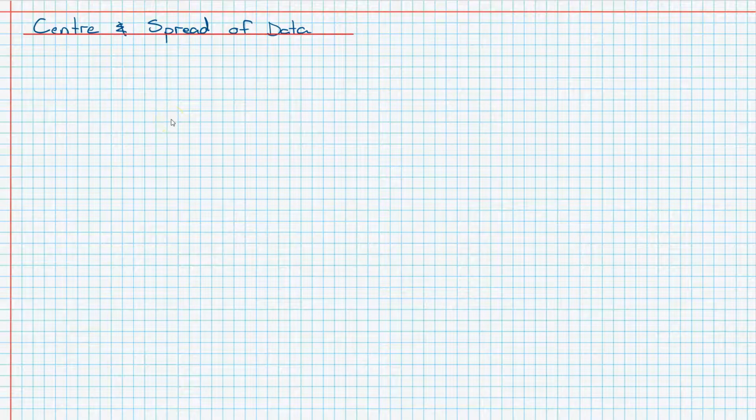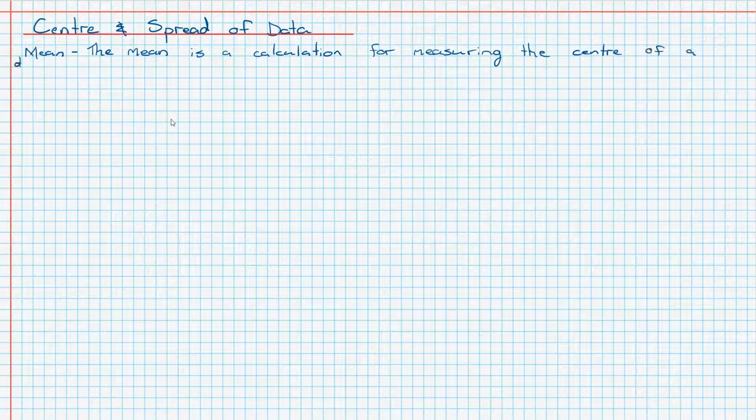Now, first question is, what is the mean? The mean itself is a statistical diagnostic for indicating the center of a data set. The mean itself is calculated by summing all of the data points within a data set together and then dividing by the number of data points in said data set.